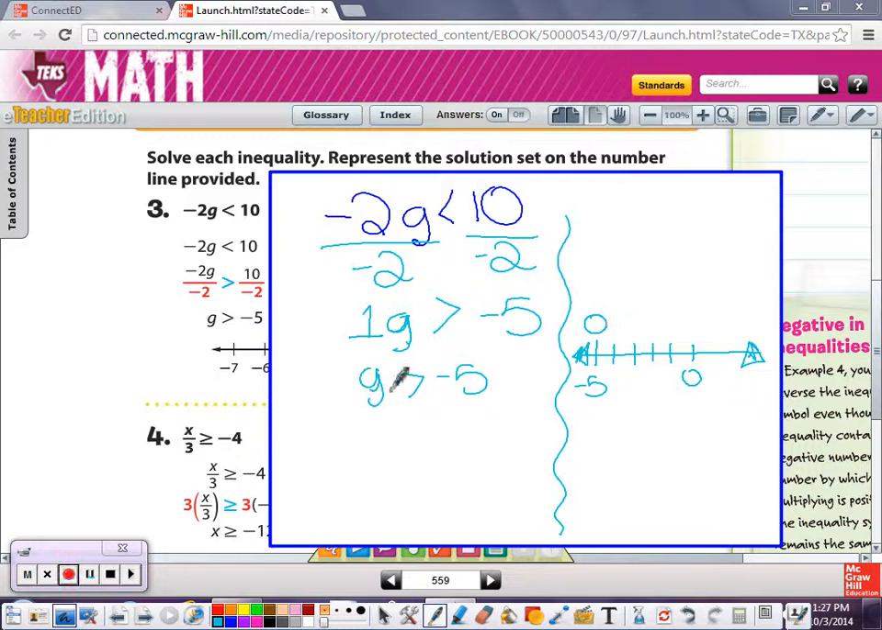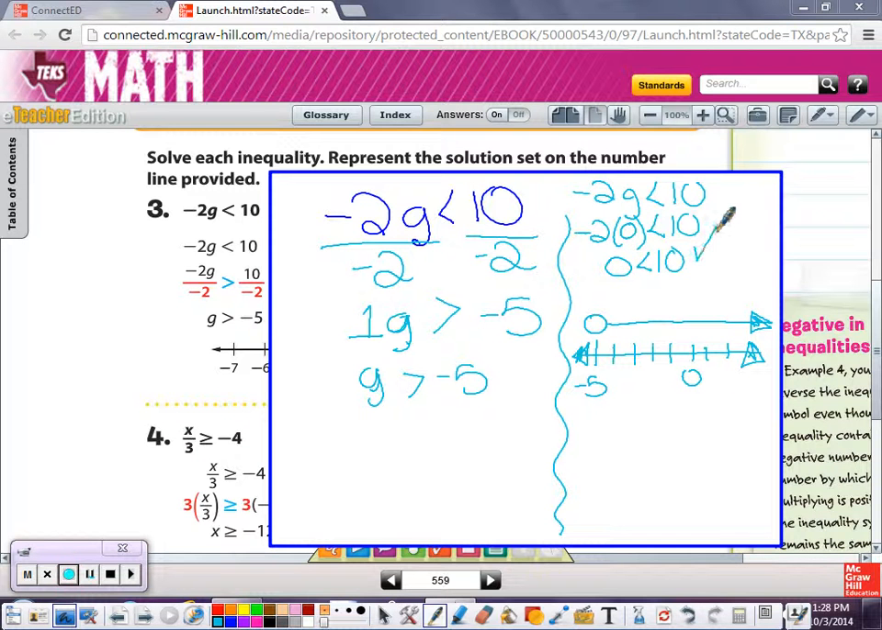And everything that's bigger or greater than negative 5 is in this direction. So I'm going to pick a number on this line. I'll pick my favorite number, which is 0. I'll plug it back into this original inequality. Negative 2 times g should be less than 10. If I put in a 0 there, that becomes negative 2 times 0 should be less than 10. Negative 2 times 0 is 0. Is 0 less than 10?